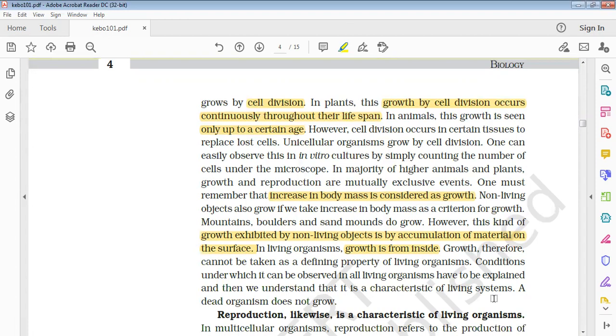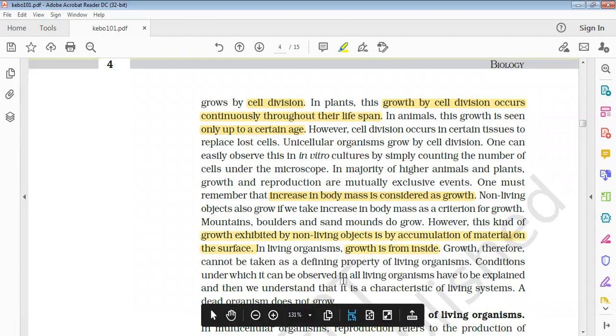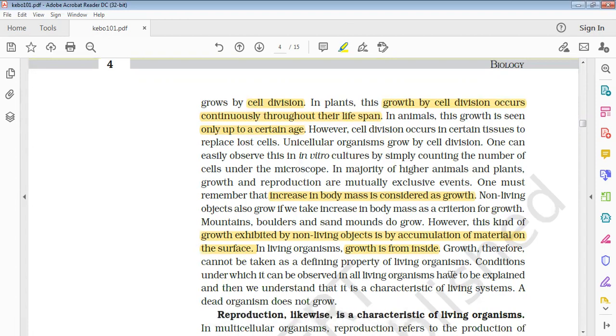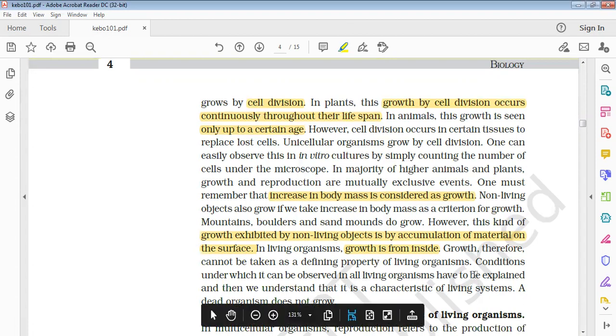So what do you mean by extrinsic growth? Extrinsic growth is the growth that occurs externally. Growth exhibited by non-living objects is by accumulation of material on the surface, whereas in living organisms, growth is from inside. Hence, if this occurs in both, we cannot define it as a property of living organisms. A defining property, not just a property, but a defining property. If we have to define something, we need certain characteristics that are particular for that only. So this growth is not a characteristic that is particular only for living organisms. Hence, growth cannot be taken as a defining property of living organisms.